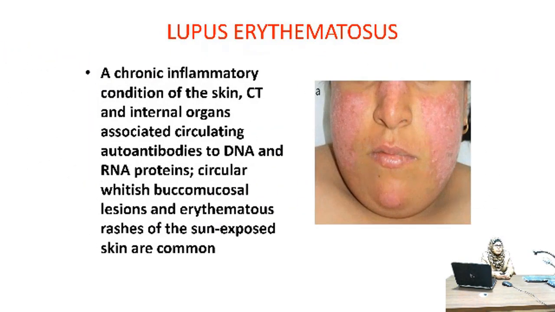Lupus erythematosus is a chronic inflammatory condition of the skin, connective tissue and internal organs associated with circulating autoantibodies to DNA and RNA protein. The circulating antibodies may appear as a circular whitish mucosal lesion, with erythematous rash on the sun-exposed skin being common. It is characterized by a butterfly appearance in this lesion.